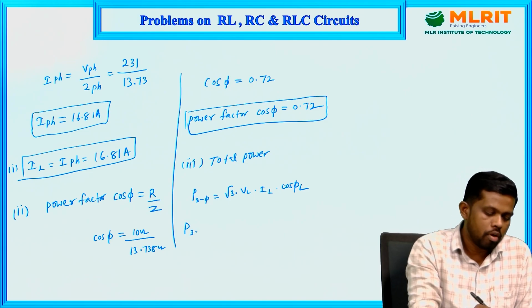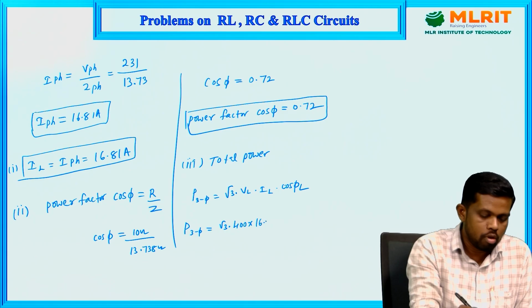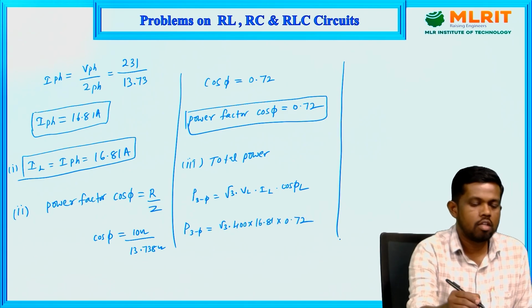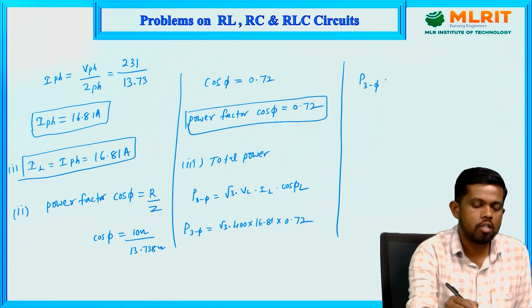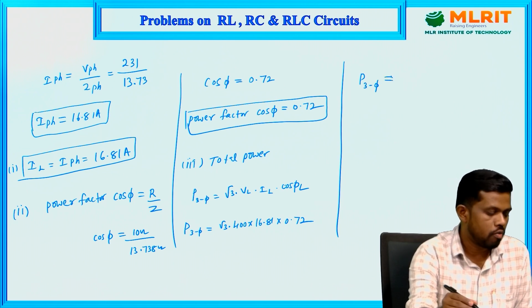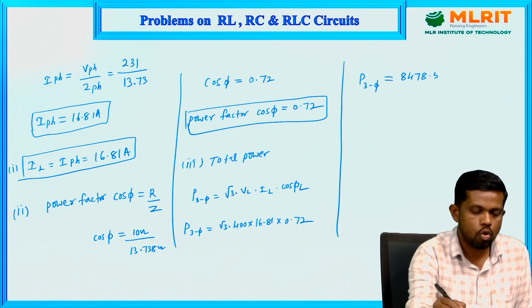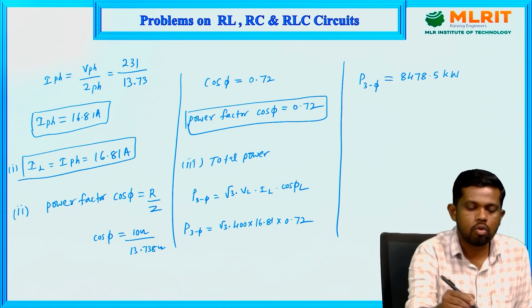substitute all these values. Power in 3 phase equals root 3 times 400 times 16.81, which is the line current, times 0.72. After simplification, we get the total power of the network as 8478.5 kilowatts. So this is the total power consumed by the network.